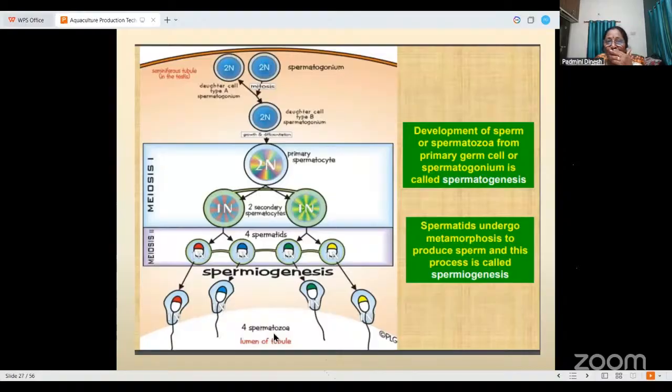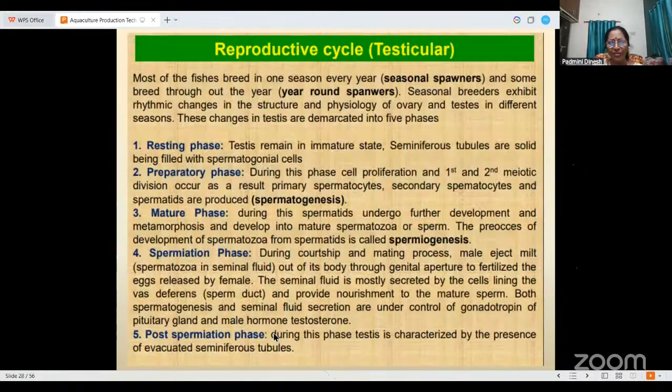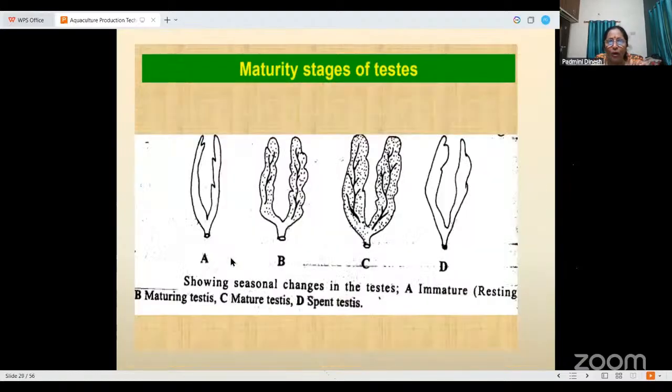And coming to the reproductive cycle, you can just go through it: the resting phase, preparatory phase, mature phase, and spermiation phase. This is what I was just talking about. And this is how the mature stages of the testis look. That is the young immature stage, where the testis is still developing. And then this is the resting phase here.